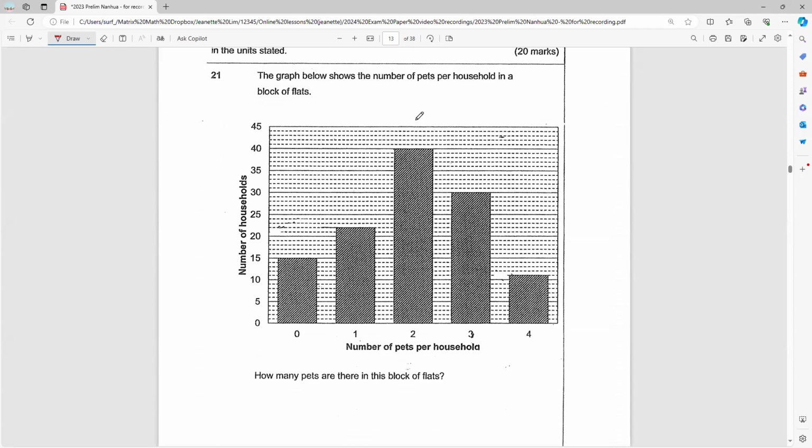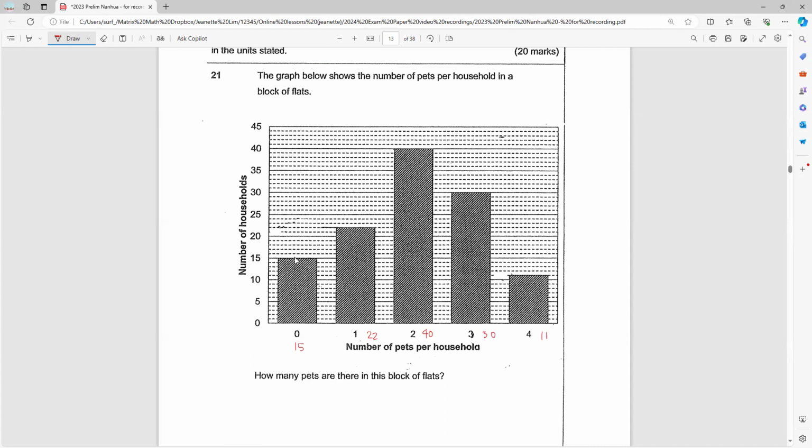Question 21. The graph below shows the number of pets per household in a block of flats. How many pets are there in this block of flats? Okay, so how do we read this graph? Here it shows the number of households that have a certain number of pets. Let's write down all the values first. 15 households have 0 pets, 22 households have 1, 40 have 2 pets, 30 have 3, and lastly we have 11 that have 4 pets.